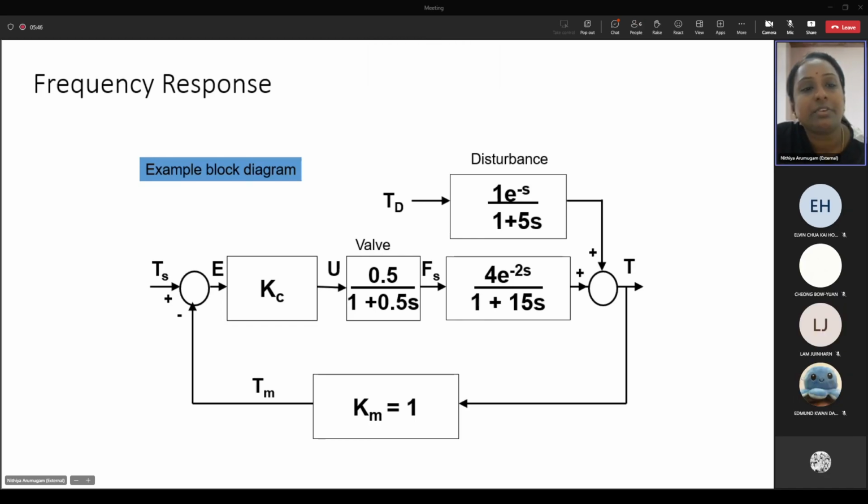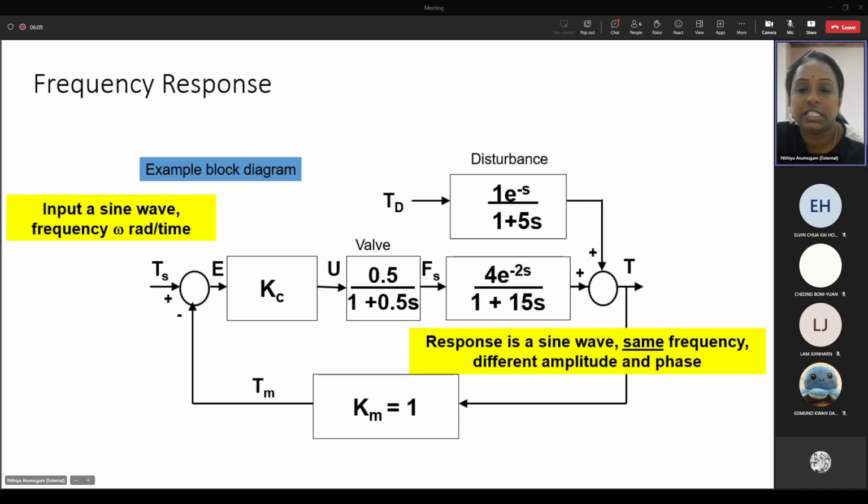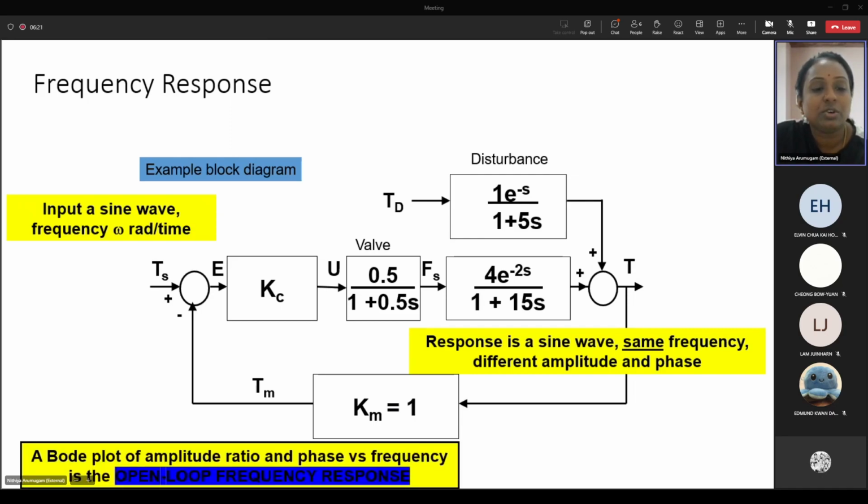So the signal from this block diagram, or we can say the controller loops, basically will be in the form of an input sine wave, okay, versus the frequency in radians or time terms. Okay, and then we also will have output signal terms, the response in a sine wave also, same frequency, different amplitude and phase. So we will be looking into these two. So from here, we also will be looking into a Bode plot, we call that, of amplitude ratio versus frequency, or phase versus frequency.